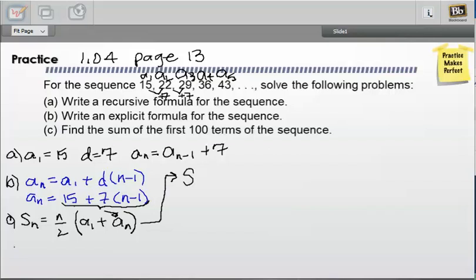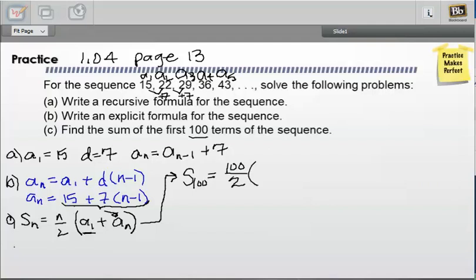I'm going to have the partial sum, that's what S sub n is, but I'm not going to put sub n. I just slipped. I have to replace all of my n's with the 100 because they're wanting us to find the sum of the first 100 terms of the sequence. So I replace all my n's with a 100. So I'm going to have 100 divided by 2.